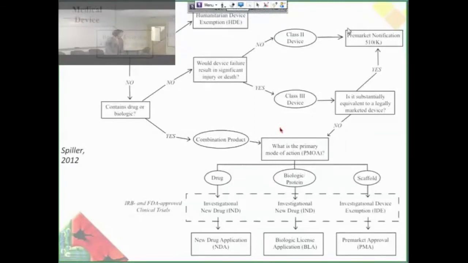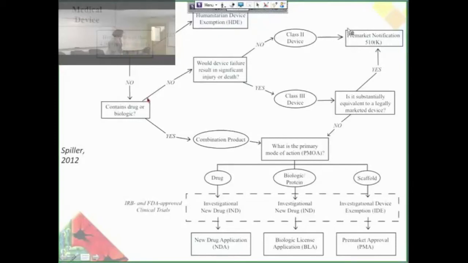Okay, so this flowchart is designed to make it all more clear, but I just want to walk you through it. You have your medical device, and the first question should actually be, does it benefit fewer than 4,000 people annually in the U.S.? And if it does, then you can really fast track to the market using a humanitarian device exemption. And that doesn't even require clinical trials. But let's assume that we're not doing that because we're a big company and we only care about our post-market returns.